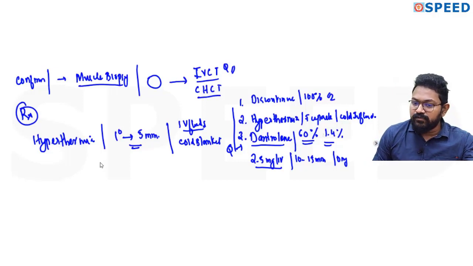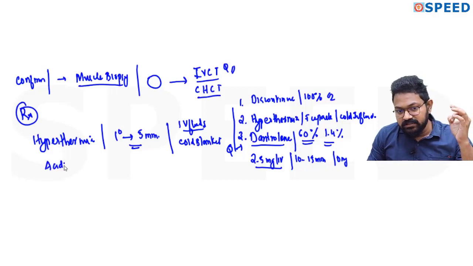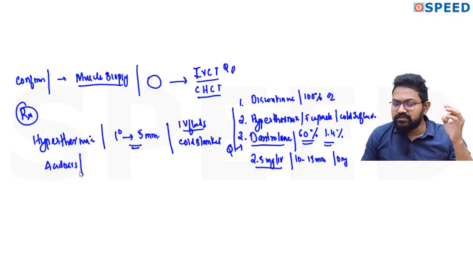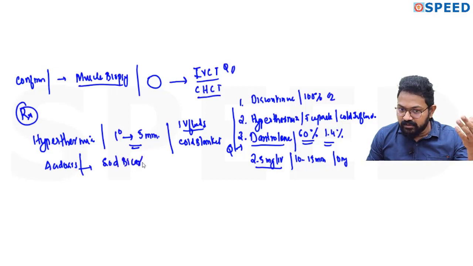Obviously, you also have to treat the other conditions. For example, you took care of hyperthermia with the specific drug of choice. The patient might also be having acidosis, right? The treatment of acidosis is basically administration of soda bicarb. That is something that we need to do.